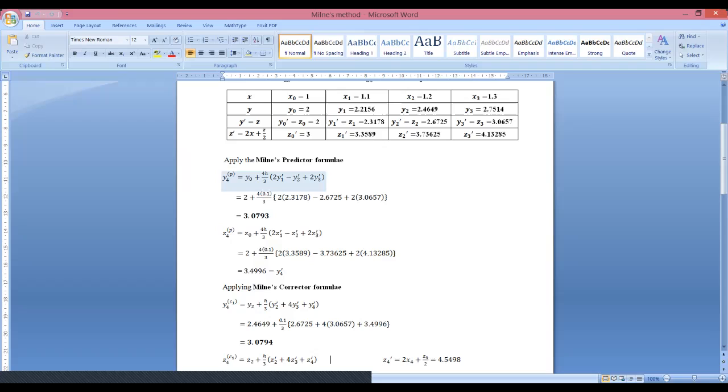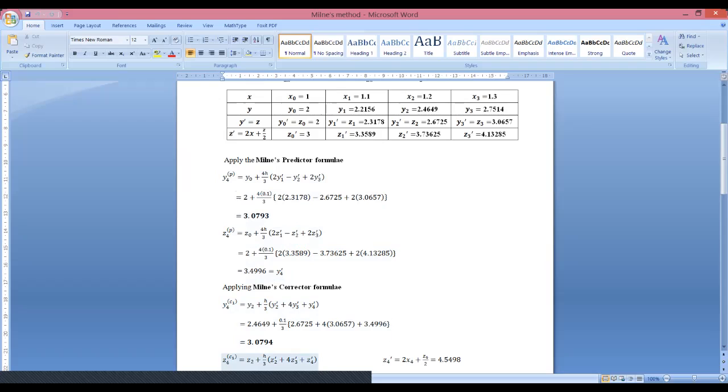So substitute that value, simplify, we get the value of first corrected value of y4 as 3.0794. Now the predicted value of y4 we had obtained was 3.0793, and now the corrected value we have obtained for y4 is 3.0794. You can see that the values don't match in the fourth decimal place. Hence, we need to apply corrector once again. And anyhow, in the question also it is mentioned that we need to apply corrector twice.